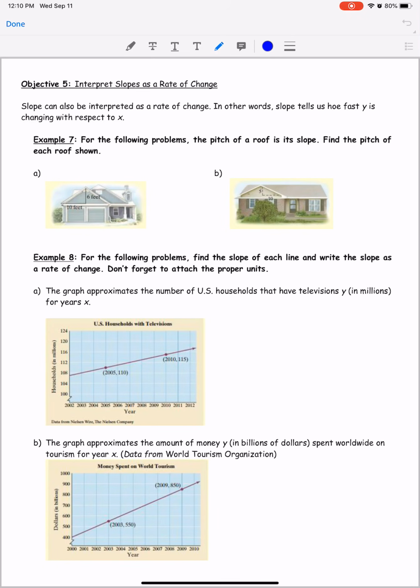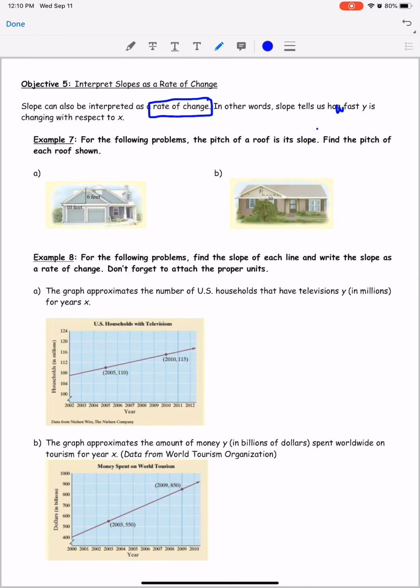Last portion of this lesson, we need to interpret slopes as rate of change. So it says slope can be reinterpreted as a rate of change. And in fact, when I was going to school, this is the only way we described slope, as the rate of change, never the steepness of a tilt. So in other words, slope tells us how fast y is changing with respect to x. So for example, the pitch of a roof is a slope. Find the pitch of each roof shown.